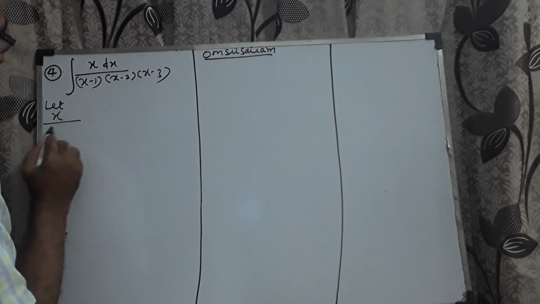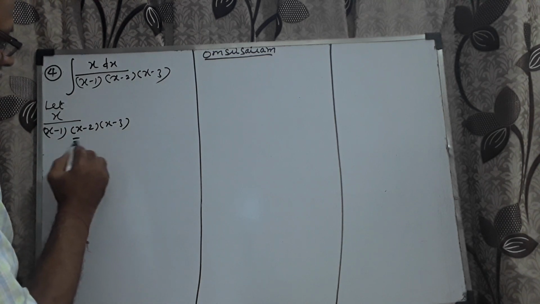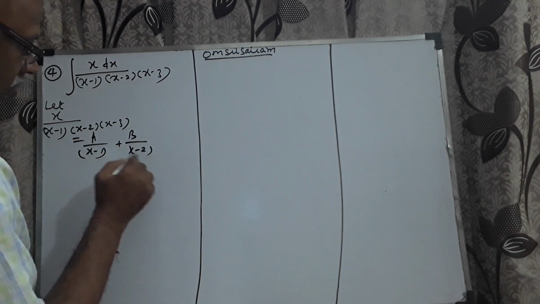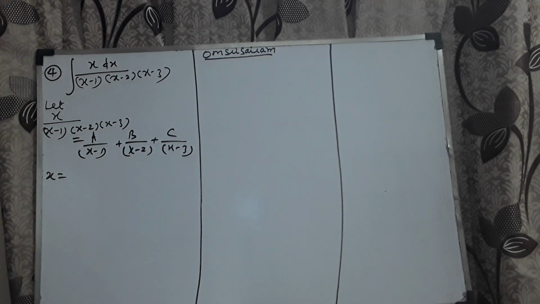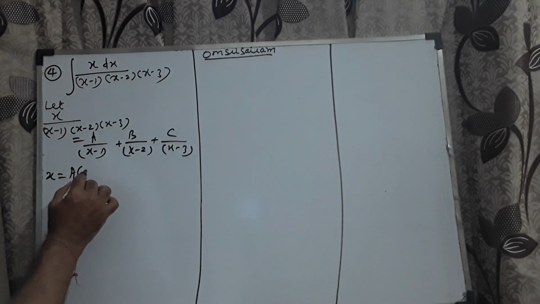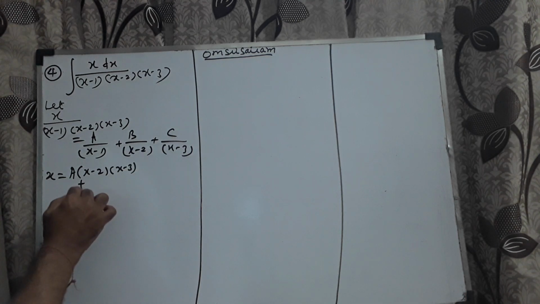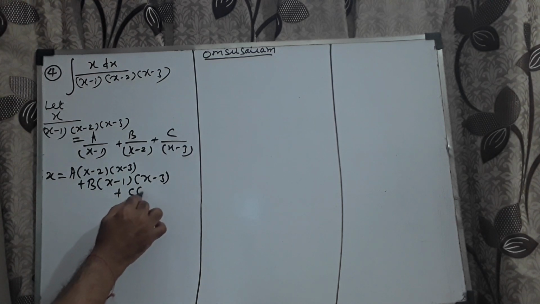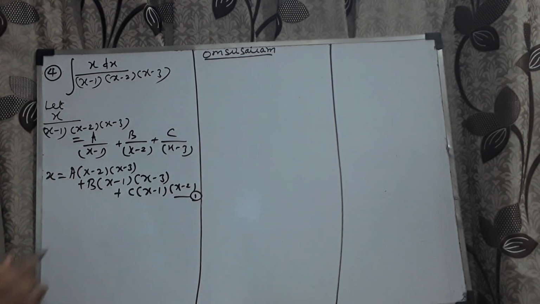Now let x divided by (x minus 1)(x minus 2)(x minus 3) be equal to a by (x minus 1) plus b by (x minus 2) plus c by (x minus 3). After taking LCM and cancelling out the denominator, I end up with x is equal to a into (x minus 2)(x minus 3) plus b into (x minus 1)(x minus 3) plus c into (x minus 1)(x minus 2). Make it equation 1.